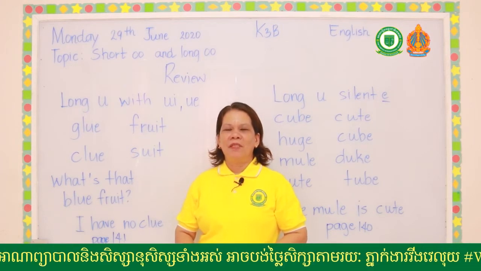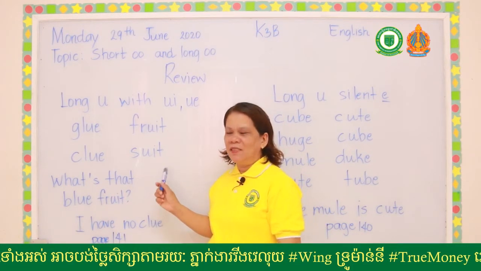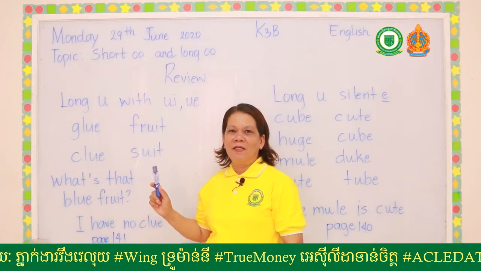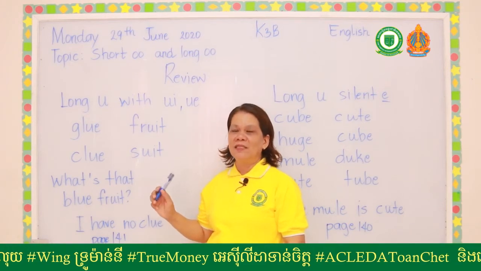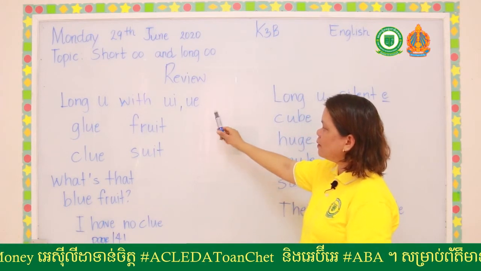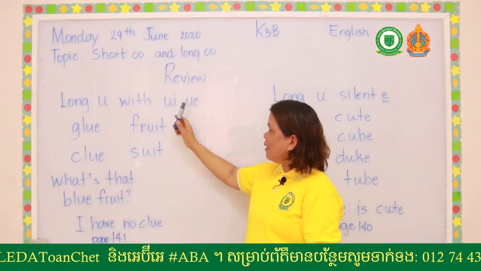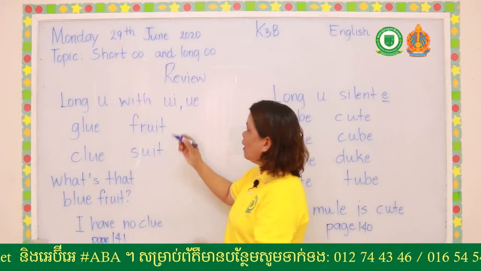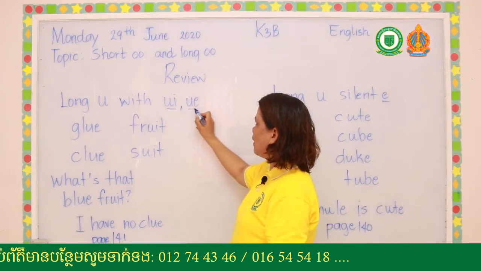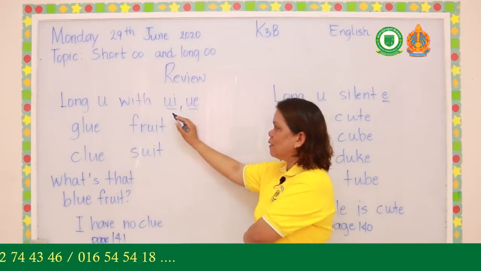Before we go to another lesson, let me review another kind of long U. There are a lot of spellings for the sound of long U, so just listen carefully. Here we are. Long U with UI and UE. There are words that have this kind of spelling. You can find U and E, and UE. They have the same sound.